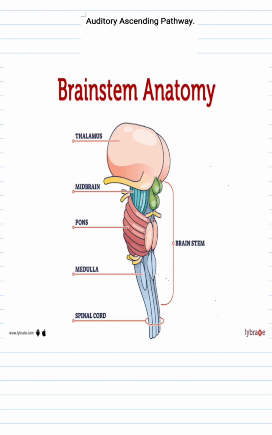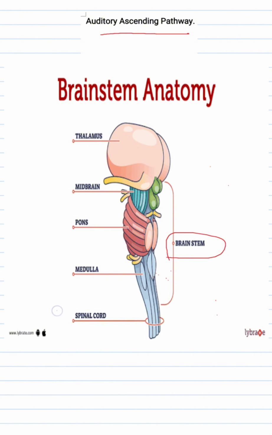Hello everyone. Today we are going to talk about the auditory ascending pathway. But at first, to know about the auditory ascending pathway, we have to know about the brainstem. What are the components of the brainstem?